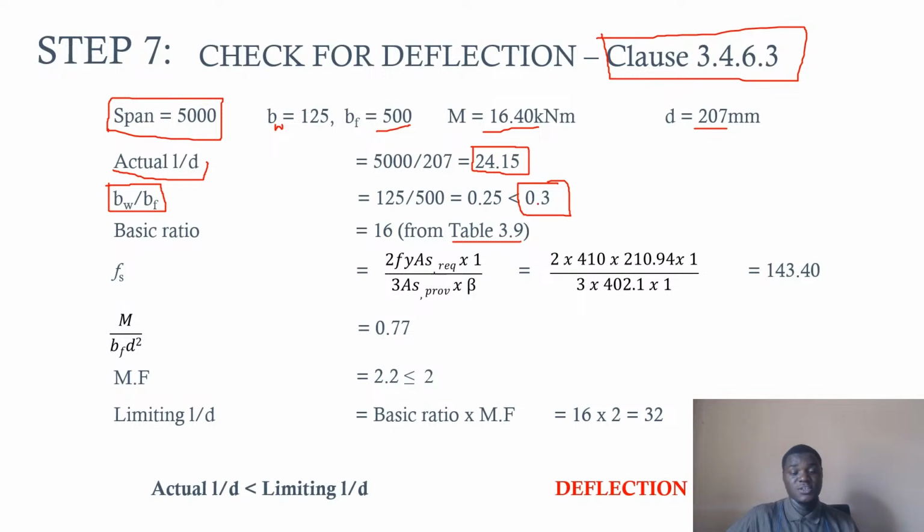If it is less than, you use the value in the table. But if it is greater than, then you interpolate.